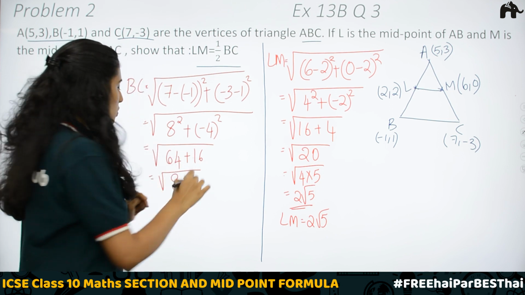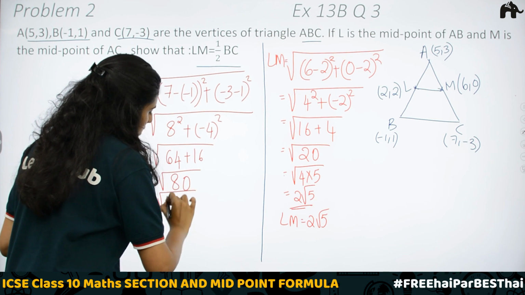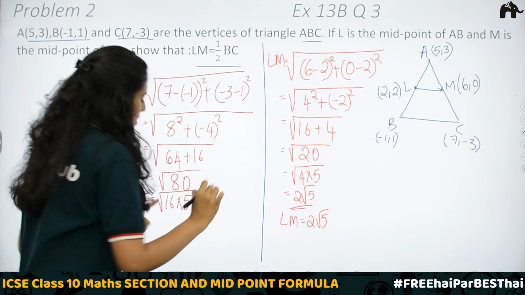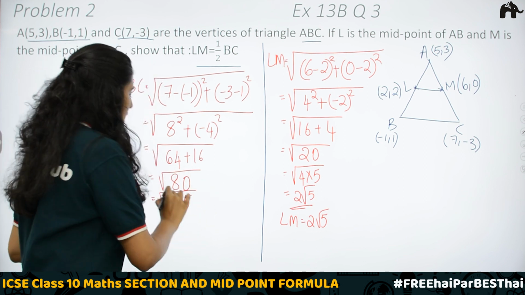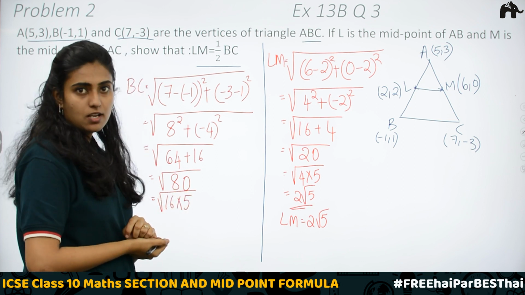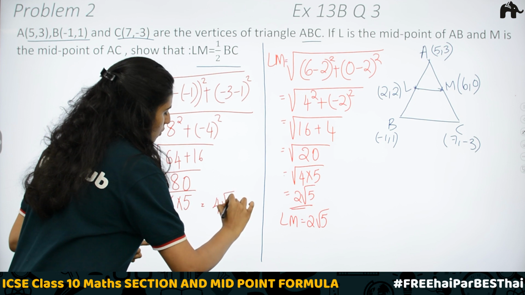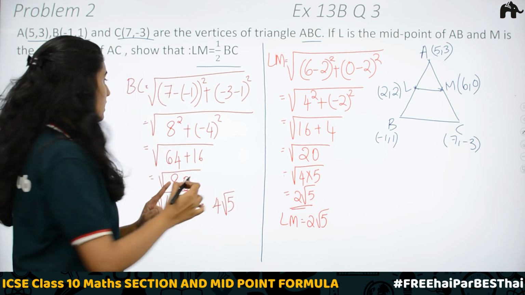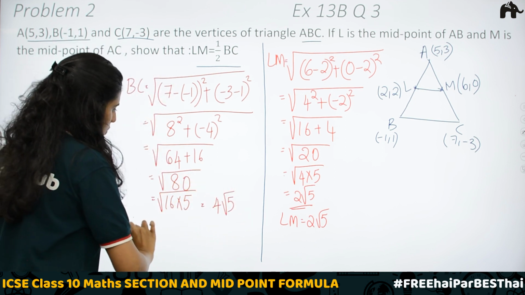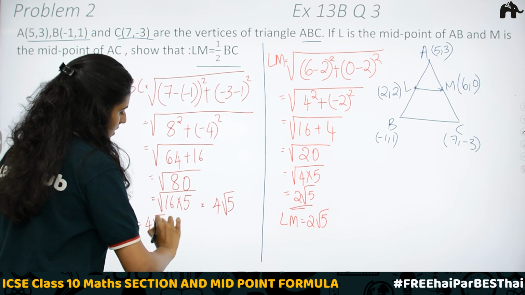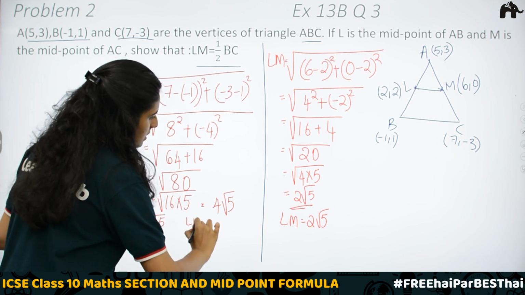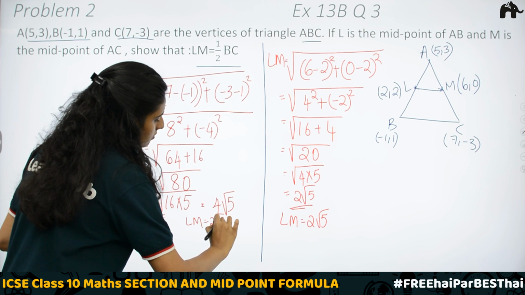Root 80. Root 80 can be written as root of 16 into 5. 16 into 5 is 80. Here 16 is a perfect square number. 4 square is 16. That is, taking 4 outside, we get 4 root 5. Therefore, BC is equal to 4 root 5 and LM is equal to 2 root 5.